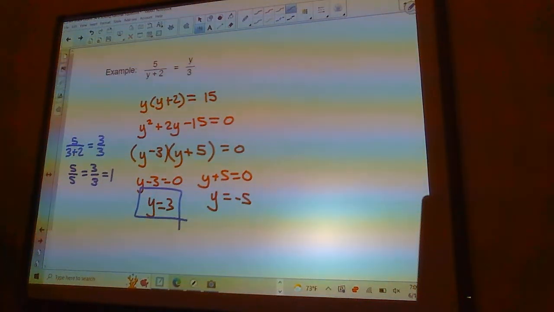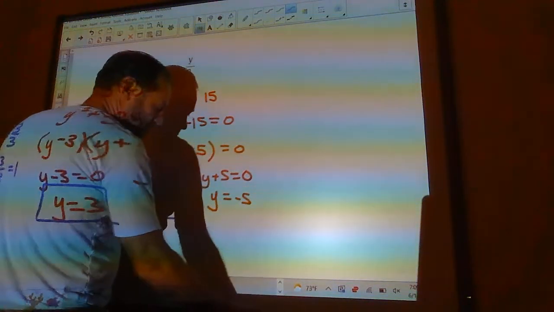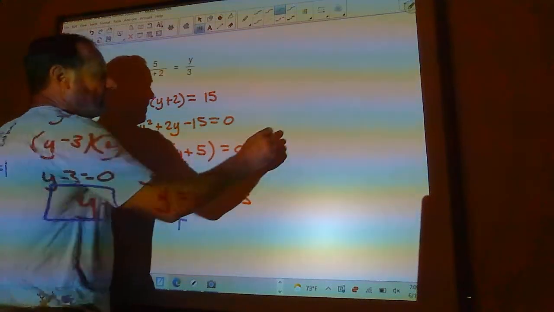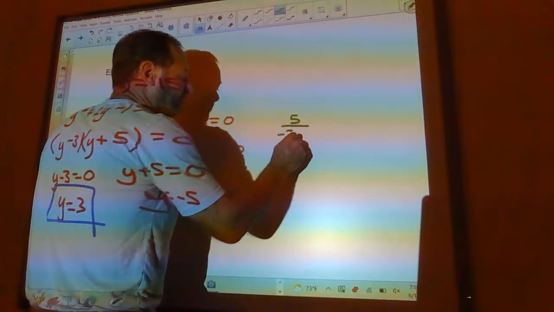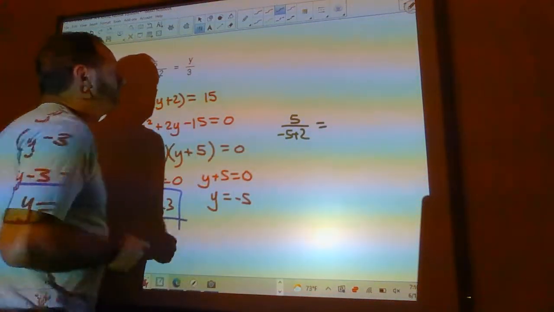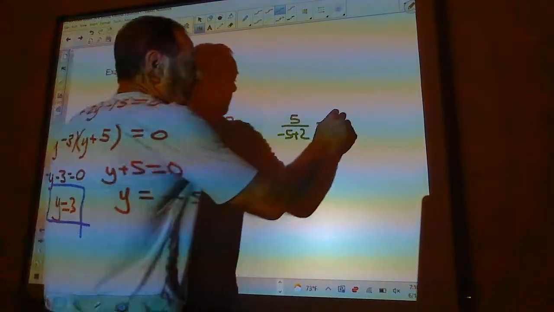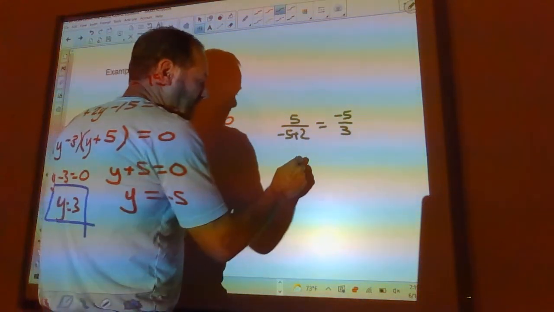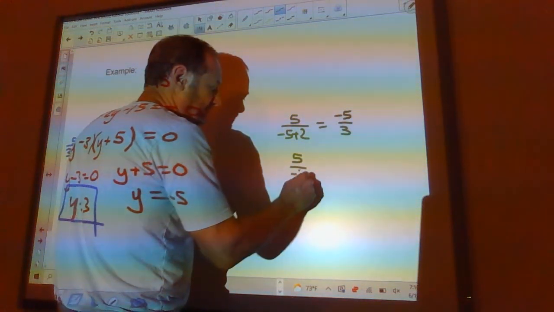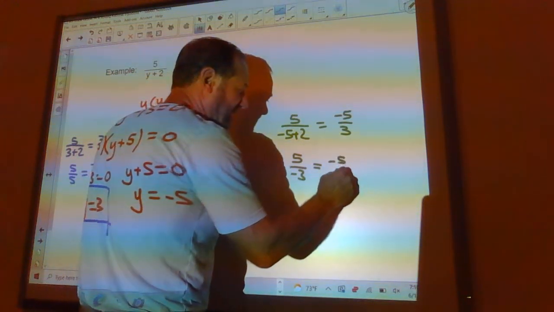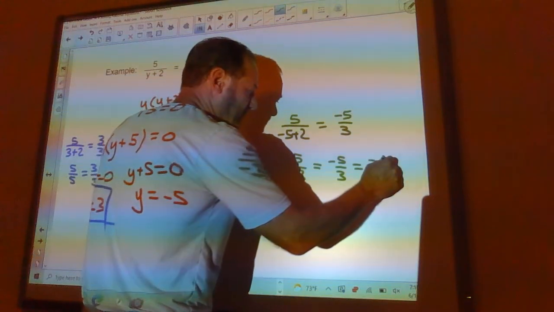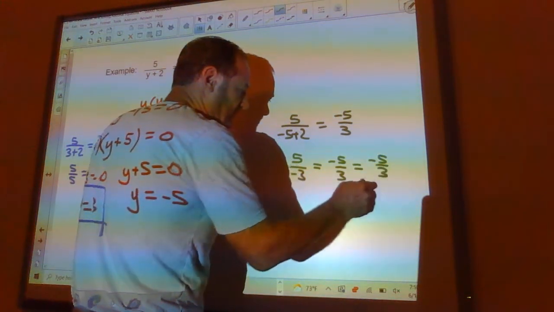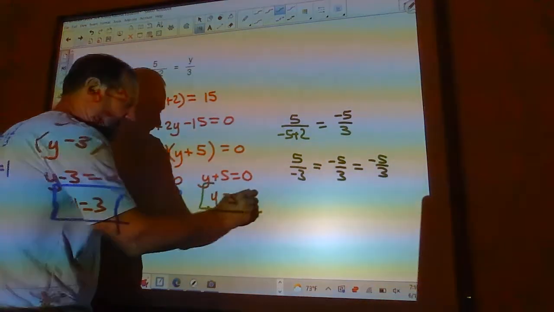Let's try the negative 5. So we'll try this one over here. So that'd be 5 over negative 5 plus 2 should equal negative 5 over 3. And this is going to be 5 over negative 3 equals negative 5 over 3. And both of those are equal to negative 5/3. So yes, that is also an answer.